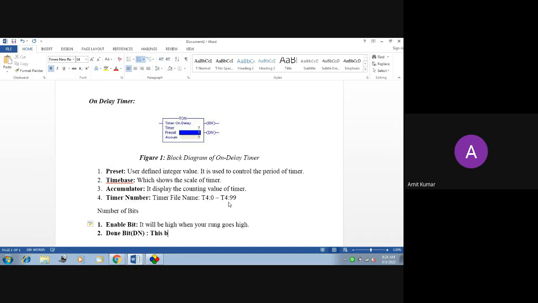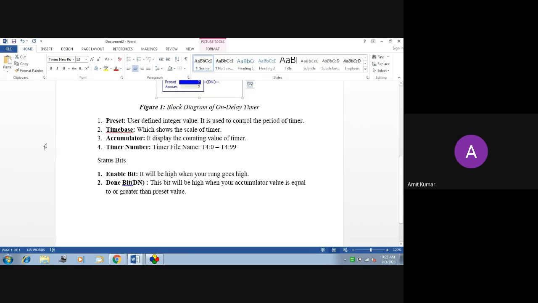This bit, here you can say, status bit. This bit will be high when your accumulator value is equal to or greater than the preset value. This bit will be high when your accumulator value is greater than or equal to the preset value, so it will be high at that time.